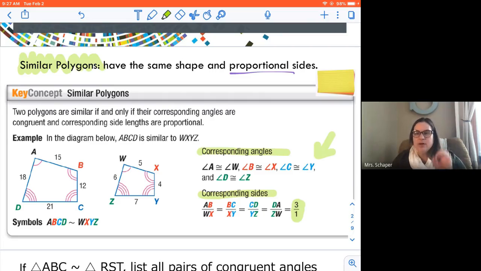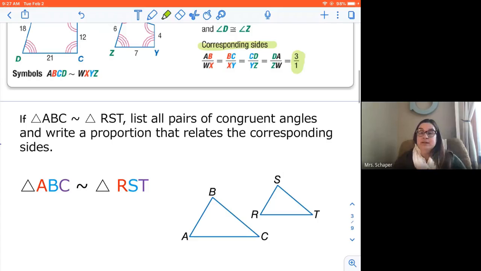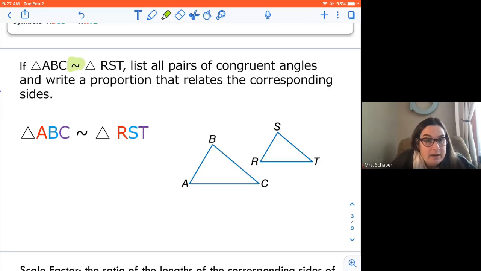congruent angles, proportionate sides. So when we look in here, okay, we've got that triangle ABC is similar. Notice this. This is the similar symbol, okay? Here it comes, it's going to highlight. There it is. All right. So that's the similar symbol, okay? So ABC and RST, they're similar figures.